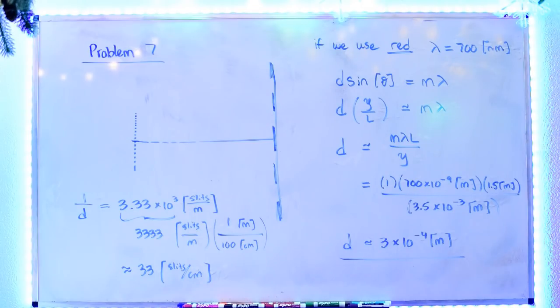I use 3.5 millimeters, 700 for red, 1.5 meters for the viewing screen. That all looks good, so I think my distance D is fine. If anybody agrees with the distance D, you flip it to get the number of slits per meter because it's in meters. So you get 3,333 slits per meter, but you want it slits per centimeter. So you have to divide by 100 to get it in centimeters. So it's 33 slits per centimeter. Let me know if you disagree with anything that I've done.